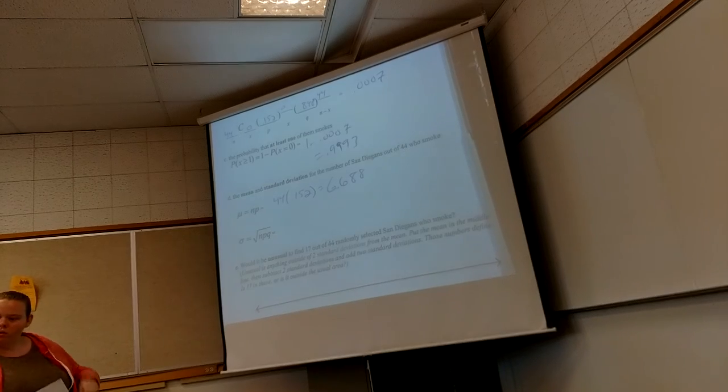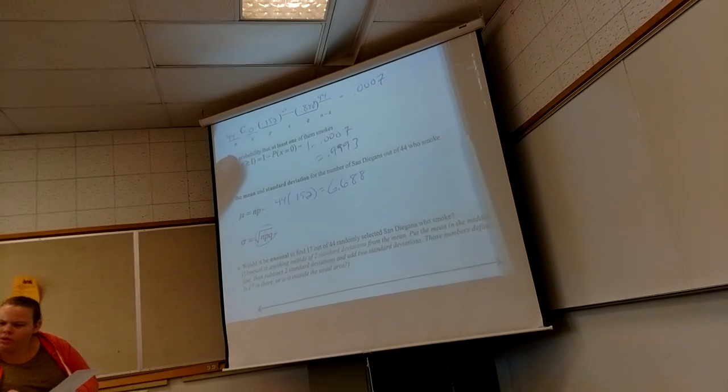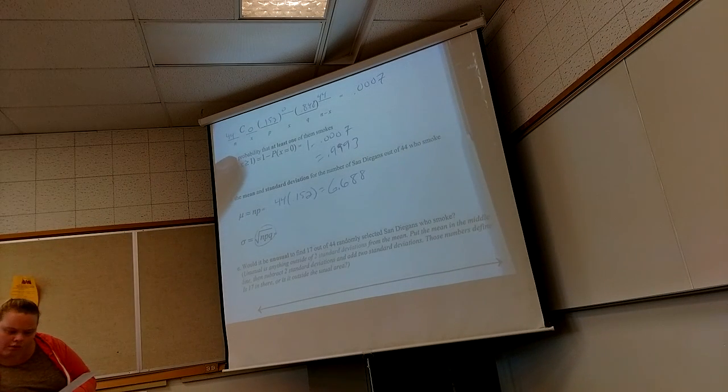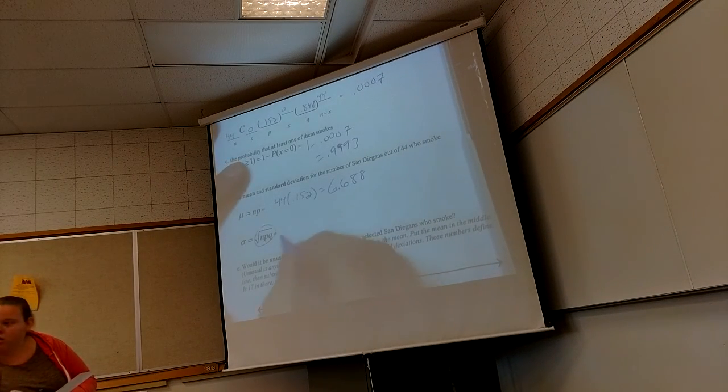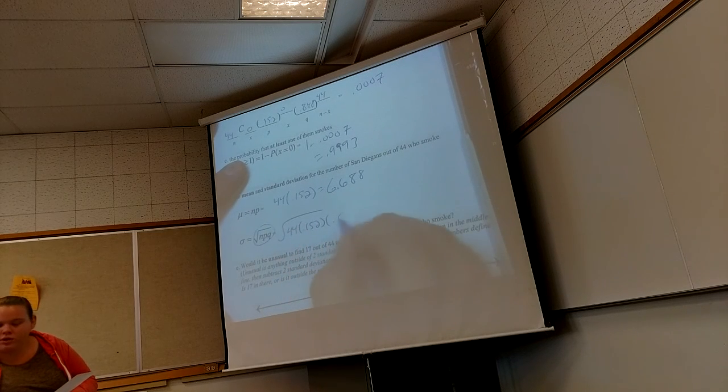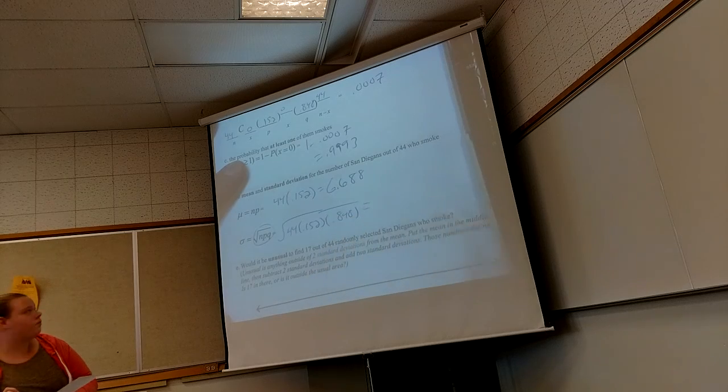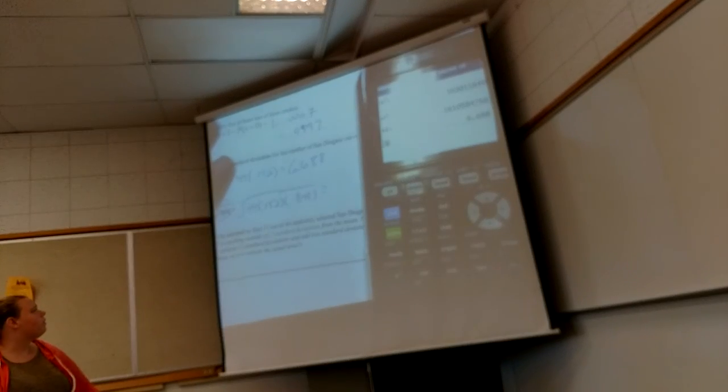All right. And then this is the one that's a little bit beyond our capability at the moment to fully explain. We're just going to throw it in there. Square root of NPQ. What do you guys get when you do that? 2.5.